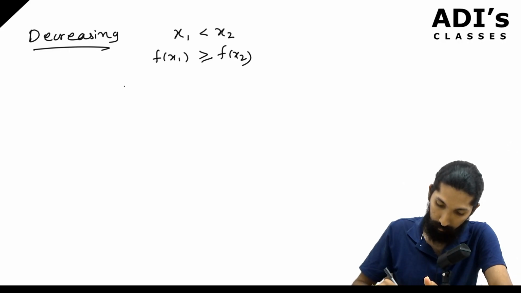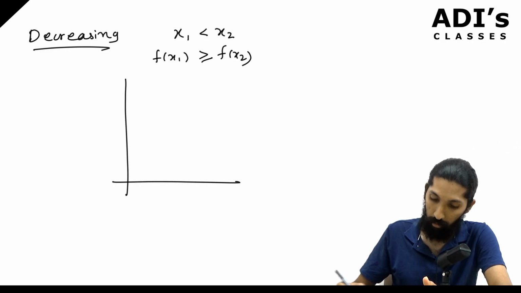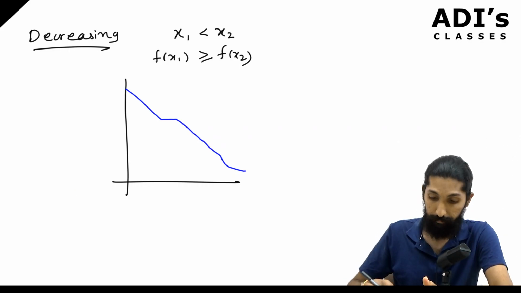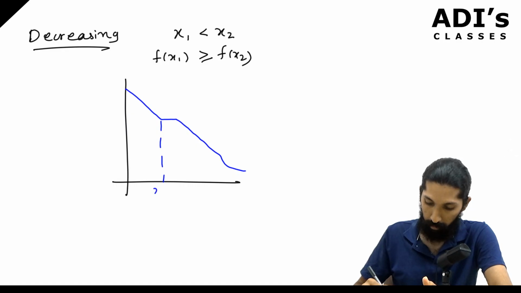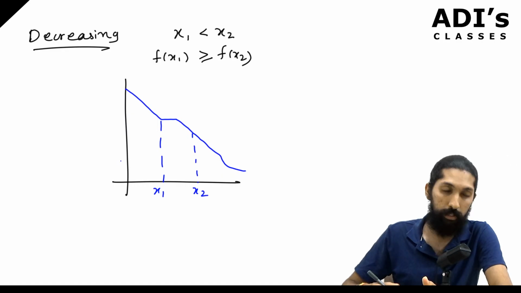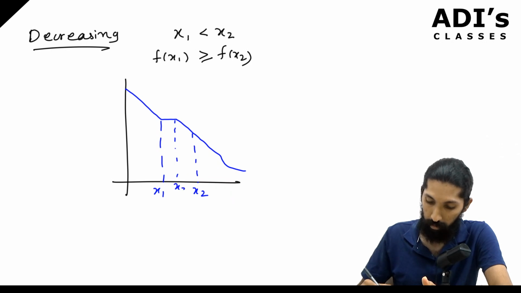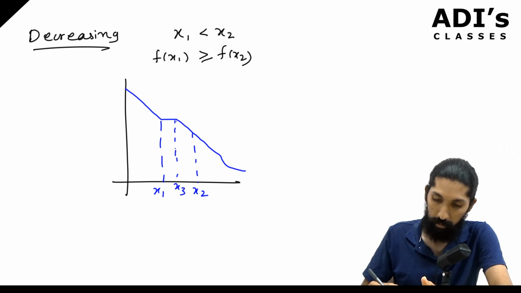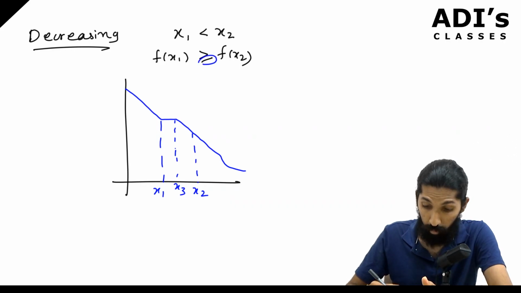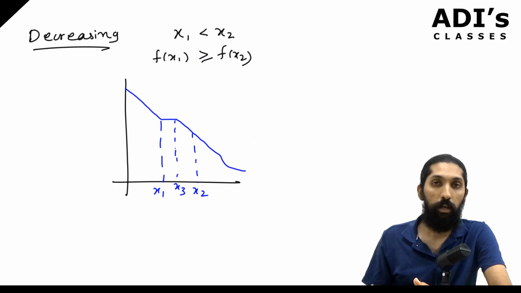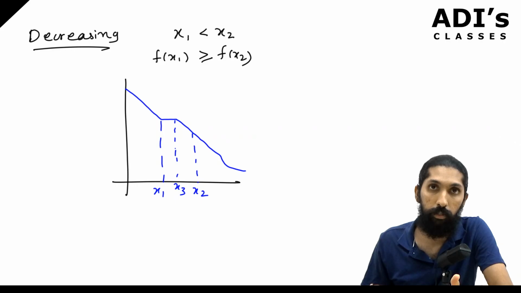So here you can think of an example like this. See, something like this. Here, this is the value of x1 and this is the value of x2. x1 is greater than x2. Or if you take some value x3 here, now x1 is equal to x3. That's why we have this equal to sign. Understood? So whatever we are looking at is decreasing.